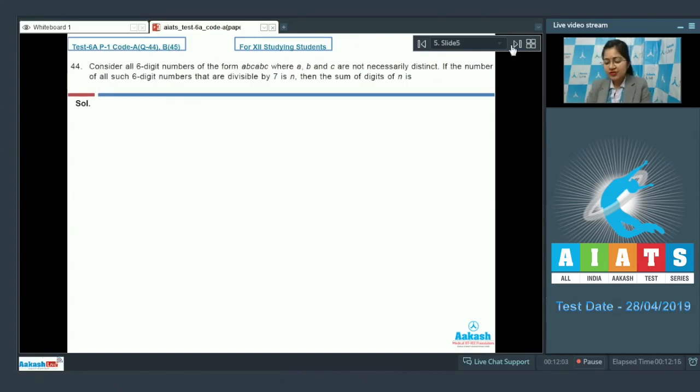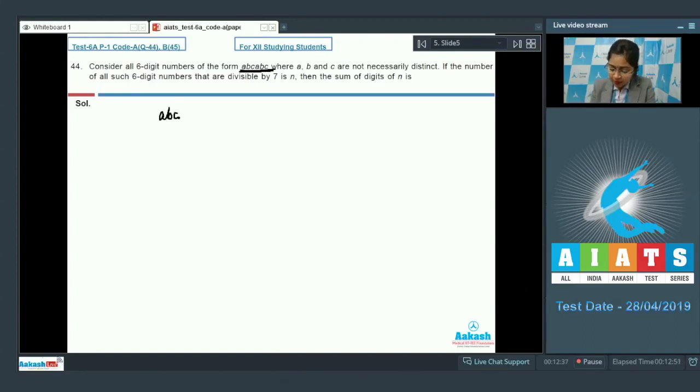Let's now move on to the next question, question number 44, which says: consider all 6-digit numbers of the form ABCABC, where A, B and C are not necessarily distinct. If the number of all such 6-digit numbers that are divisible by 7 is n, then the sum of digits of n is? We have to find the number of such 6-digit numbers which are divisible by 7.